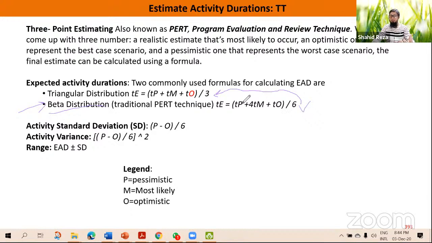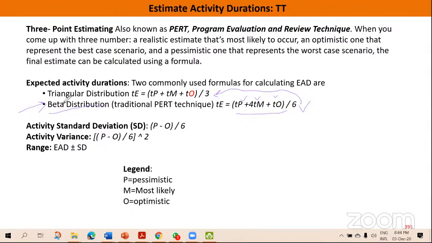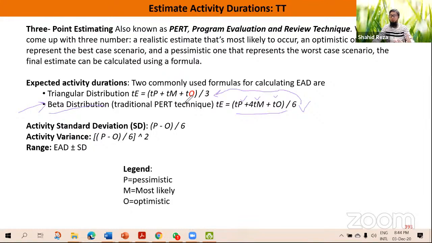Weighted average, why? Because 1, 4 plus 1, 6. Right? For 6 items, we are dividing by 6. We are actually calculating weighted average. But this one, triangular distribution, we are not actually calculating weighted average. At the top, there are 3 items and there is no 4 here. So we are dividing by 3. So if in the exam it is mentioned that this is a triangular distribution activity or triangle distribution estimation is to be used, then you will use this formula.